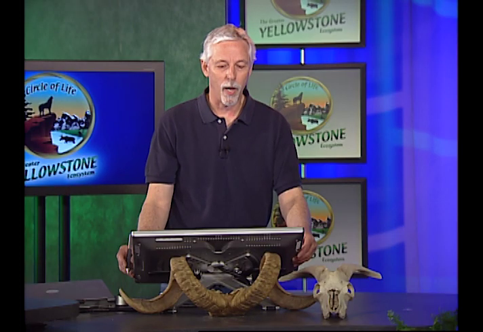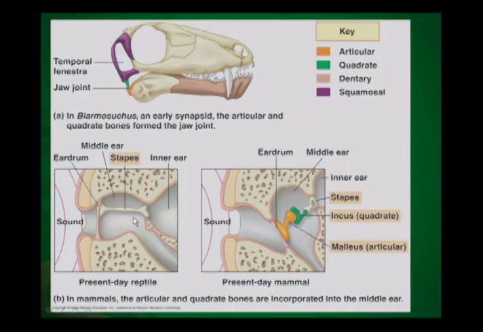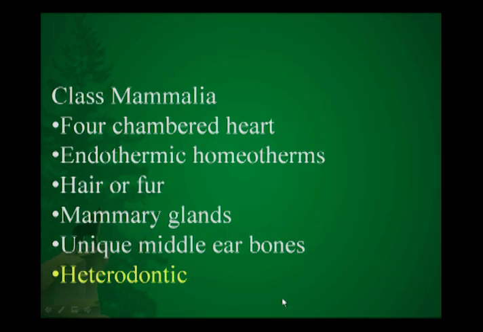When you compare mammal middle ear bones, say, to reptiles, reptiles have a single bone in the middle ear, whereas mammals have three bones in the middle ear, the malleus, incus, and stapes. And so that is a characteristic also unique to mammals in addition to having mammary glands. And then also another characteristic of mammals compared to reptiles is that they are heterodontic. And what that means is that they have different types of teeth. Hetero means different, dontic is a reference to teeth.